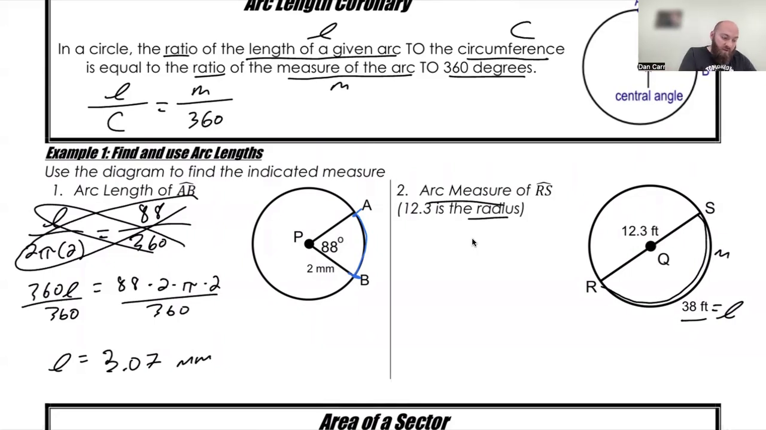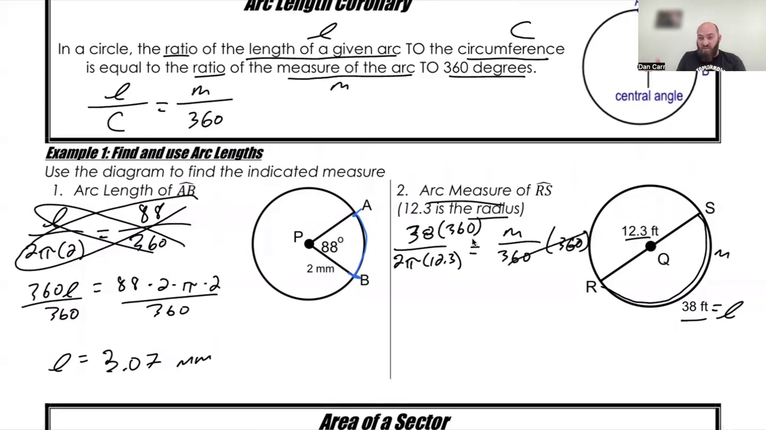We're going to do the same thing. Arc length goes on top, circumference goes on the bottom. Since this is the radius, it's 2 times pi times 12.3, and that equals M over 360. Instead of doing the whole cross multiplying, I'm just going to multiply both sides by 360 here, so that way that cancels out.